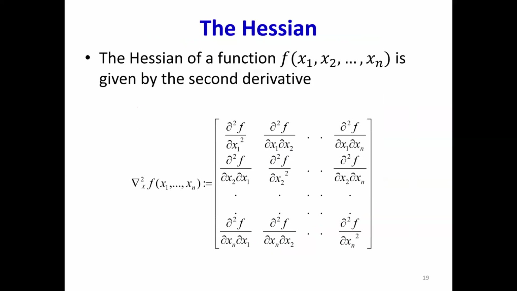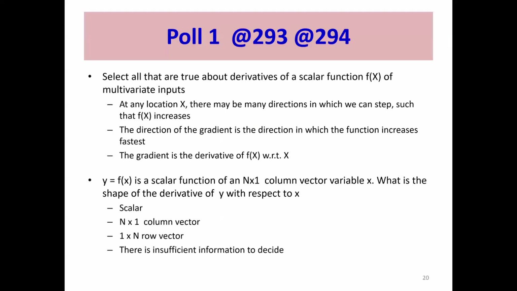There's another property of multivariate functions which characterizes how it changes, called the Hessian. The Hessian is a matrix where the ijth entry of the matrix is the second derivative of the function with respect to xi and xj. This is just a definition. There's more about Hessians in the slides. Please take a look. So here's your first part.